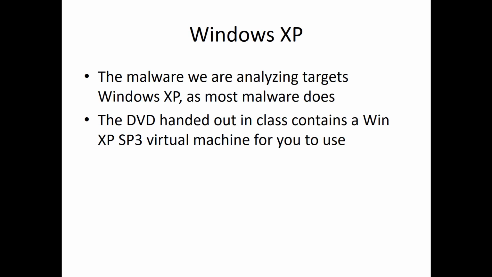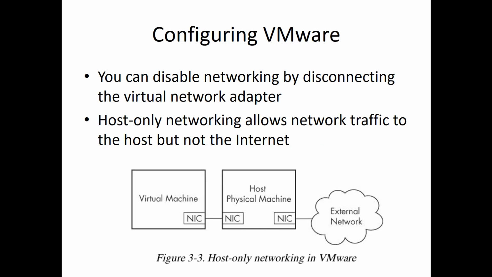The malware we're analyzing targets Windows XP, as most malware does. So the VM handed out in class should be an XP machine. Our lab will be both XP and Windows 7. The important part with this is how we configure the network adapters. Because they're virtual machines, we can, on the fly, disable the network adapters. We can bridge the network adapter with our physical machine so that it will basically get its own IP address and it will actually be able to handle traffic by itself.